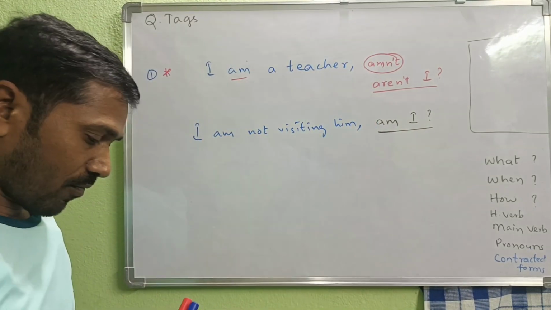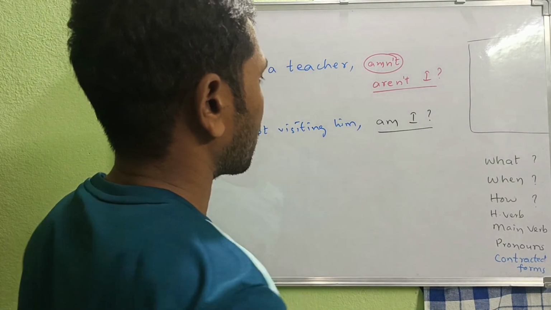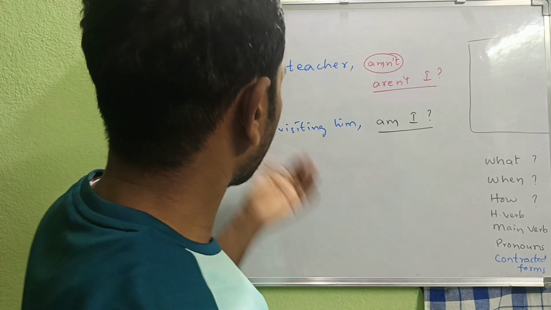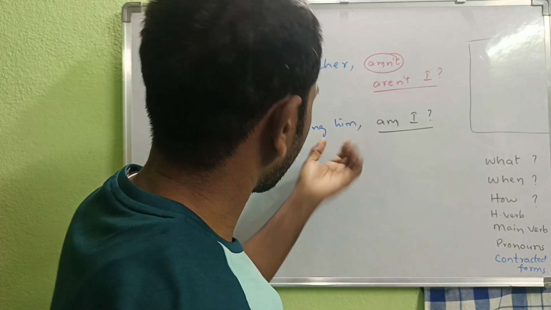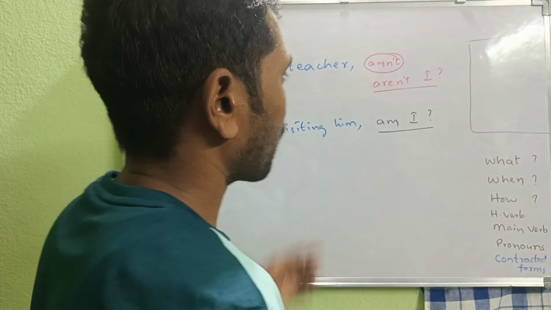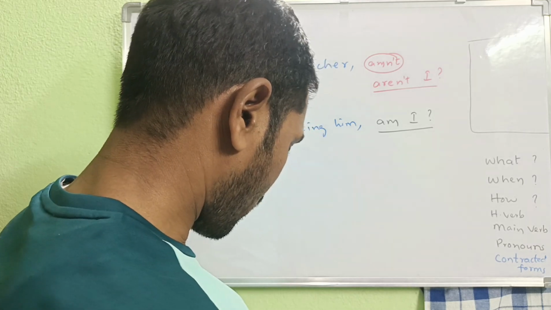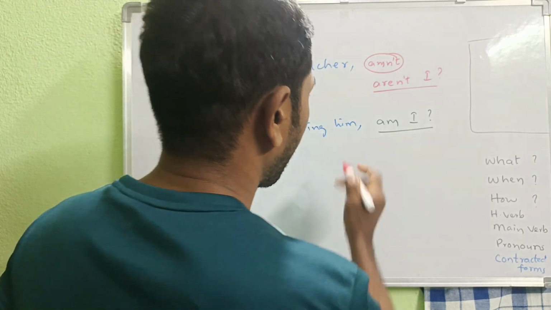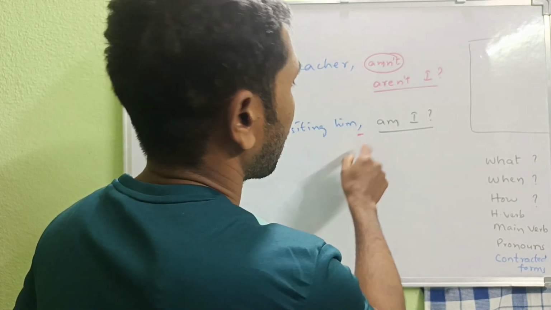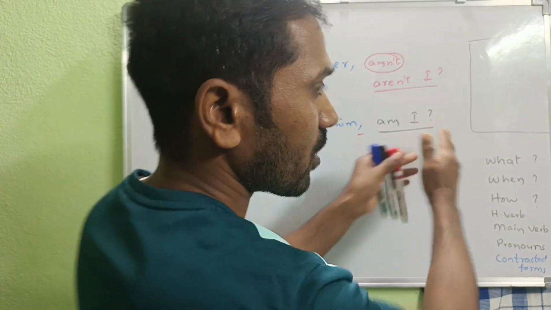So this will be the question tag for the given statement, and we have to separate the statement and the tag with the help of a comma. This is very important, and this pointer is also very crucial to know. We use a comma to separate the statement and the tag.